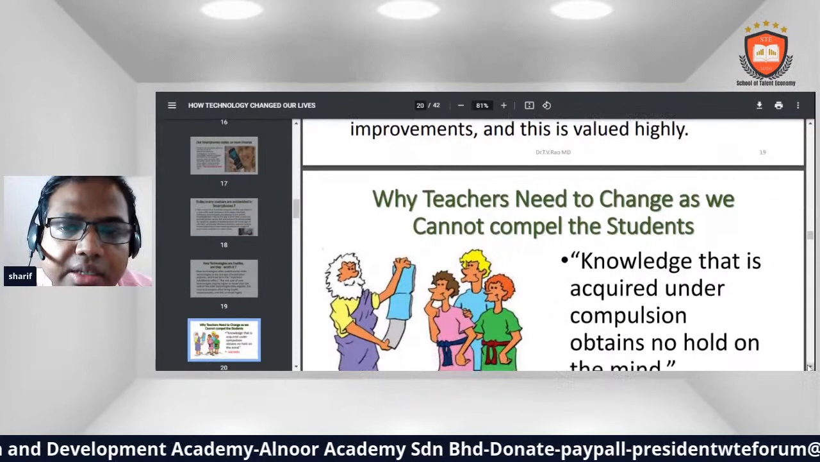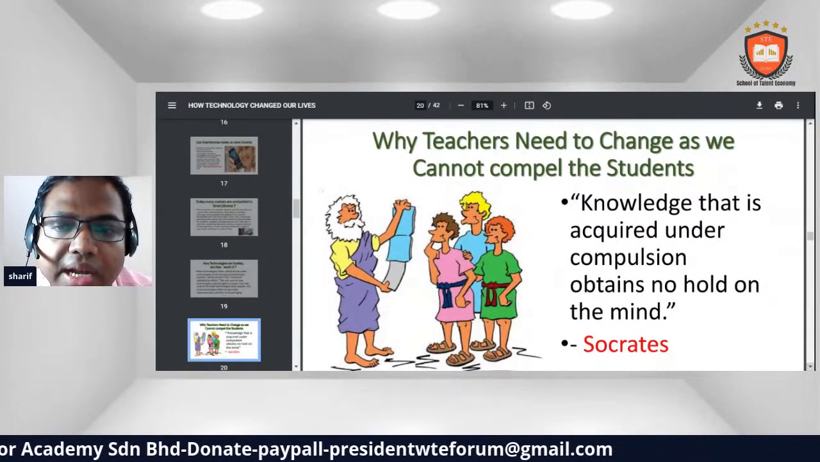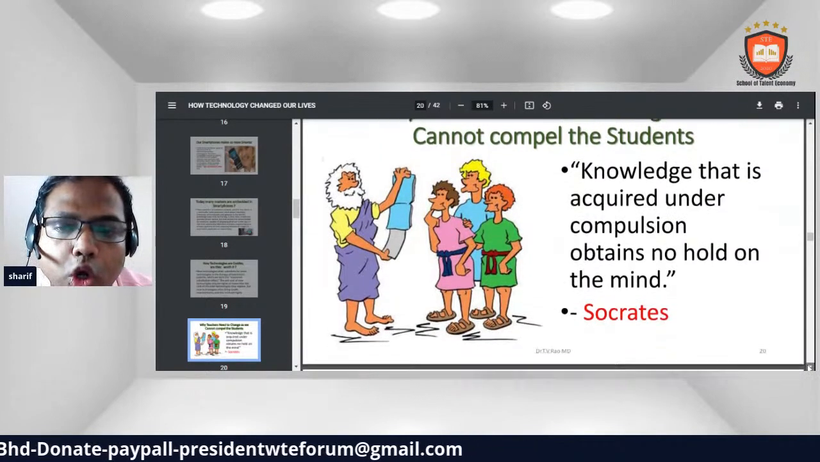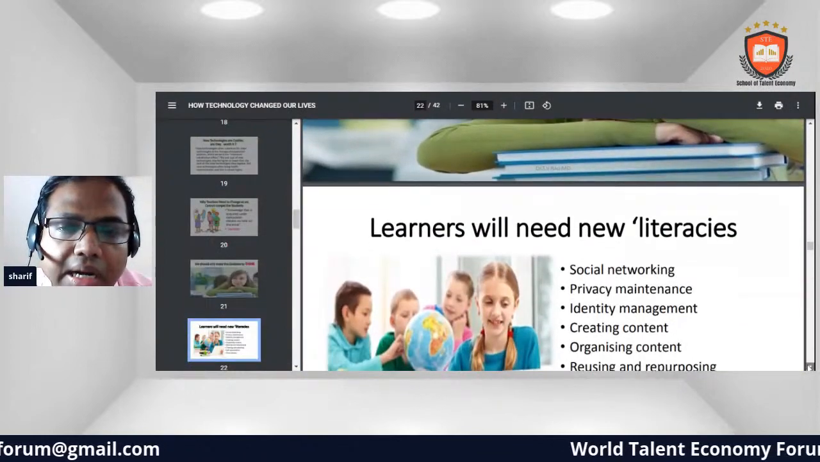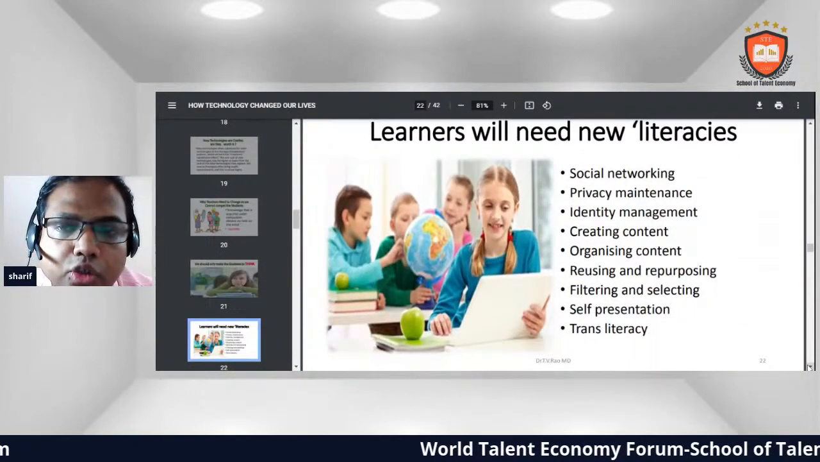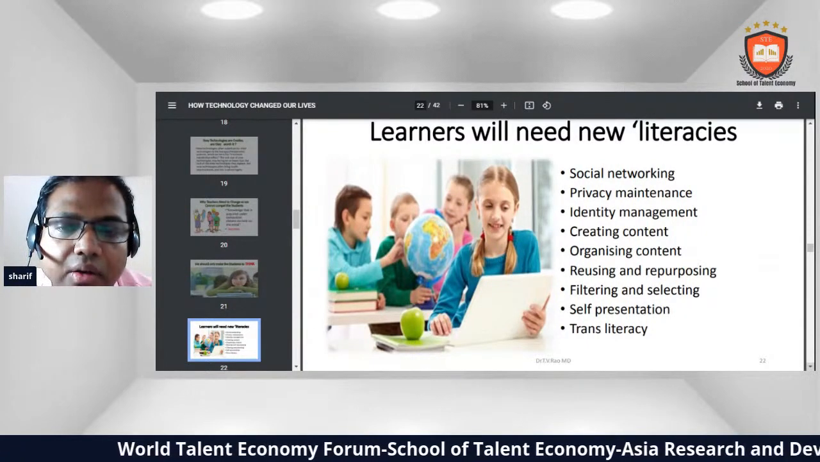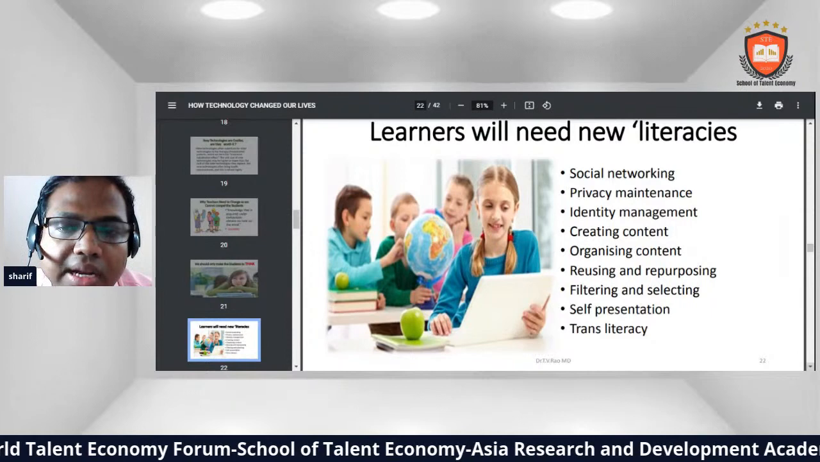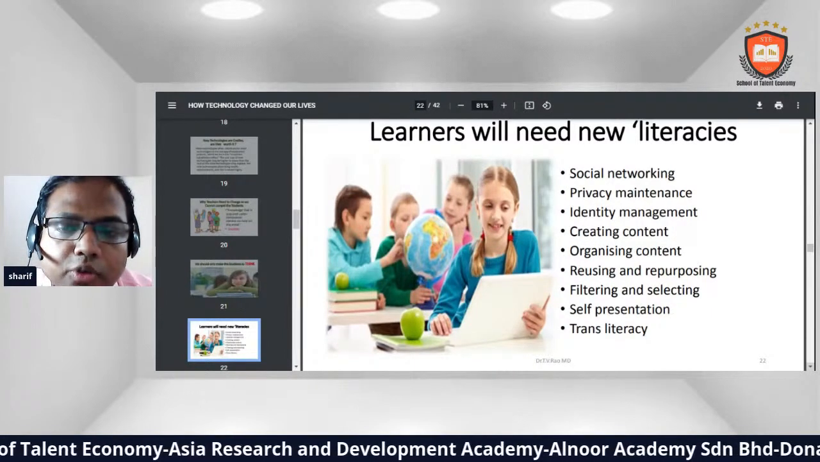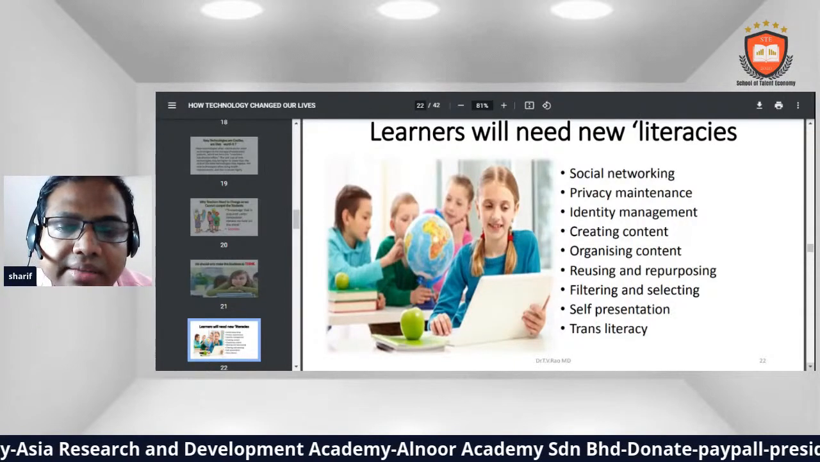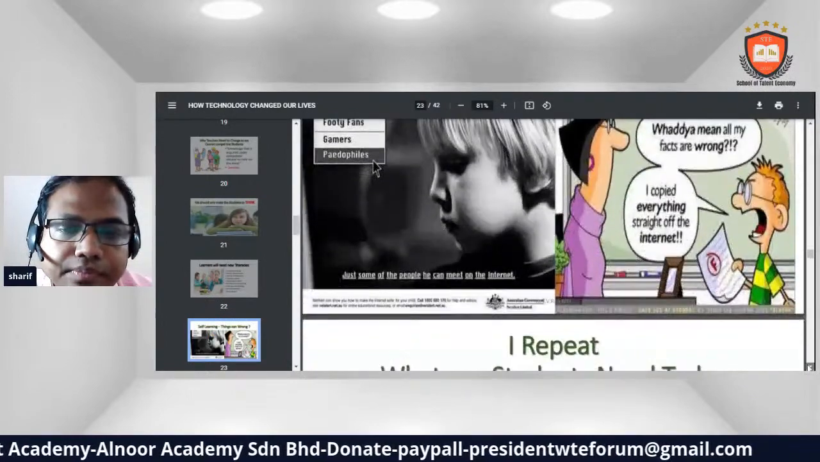Why do teachers need to change? Because we cannot compete with the students. Knowledge that is acquired under compulsory obtaining does not hold in the mind. Socrates said we should only make the students think. Learners will need new literacies: social networking, privacy maintenance, identity management, creating content, organizing content, reusing and repurposing, filtering and selecting, self-presentation, transliteracy, self-learning.